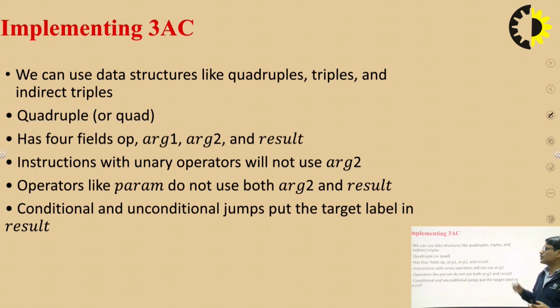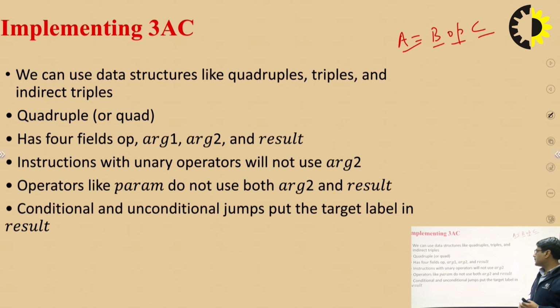Then quadruples: a quadruple has 4 fields. There is 1 operator, argument 1, argument 2 and result. So if you are writing A equals B operator C, it would be defined by a quadruple. Okay, so what is the quadruple format? The fields are operator, argument 1, argument 2 and result. So that is the format of conversion.